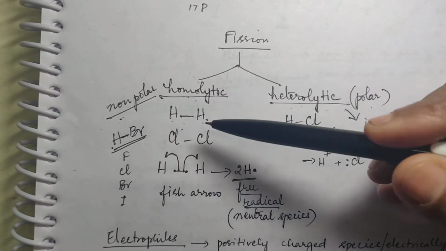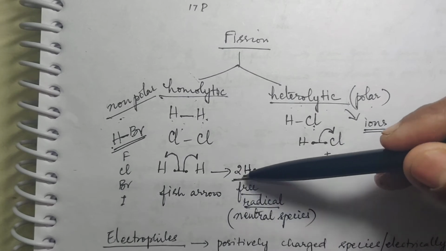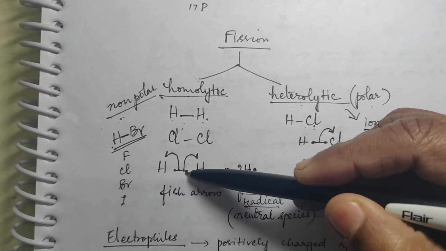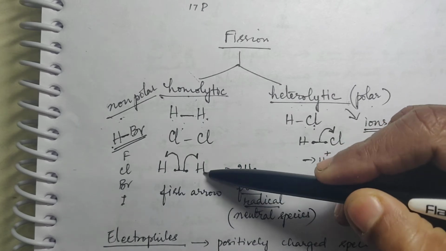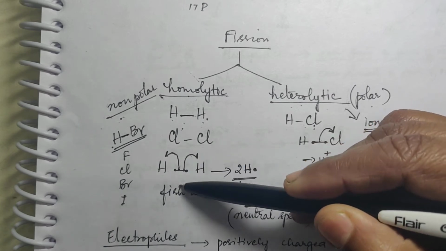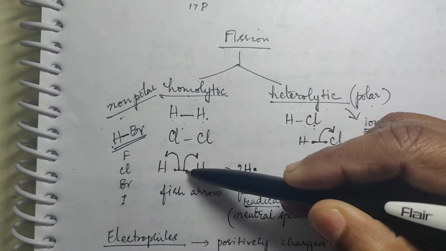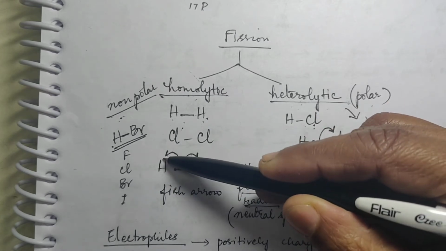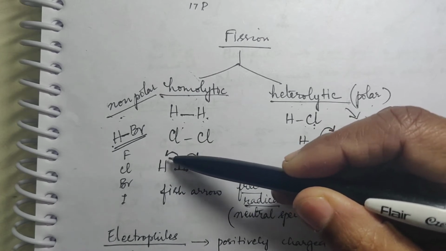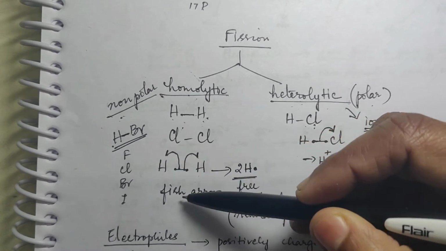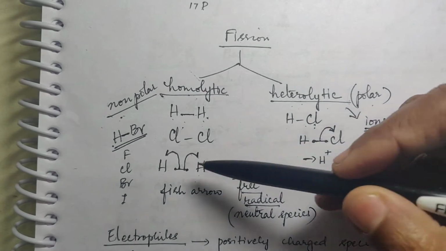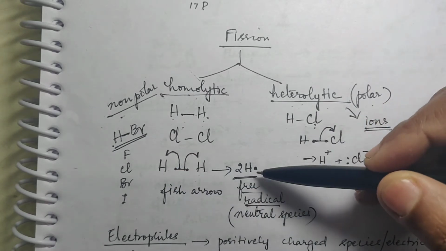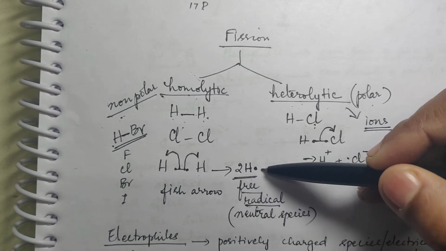Now, homolytic fission gives rise to free radicals. What are free radicals? You know very well that a pair of electrons is shared between the two hydrogen atoms. When this is breaking, what happens? This electron moves towards this hydrogen and this electron moves towards this hydrogen. This kind of half-headed arrow is called a fish-hook arrow. So this electron goes to this and this electron goes to this, and you have two hydrogen free radicals.